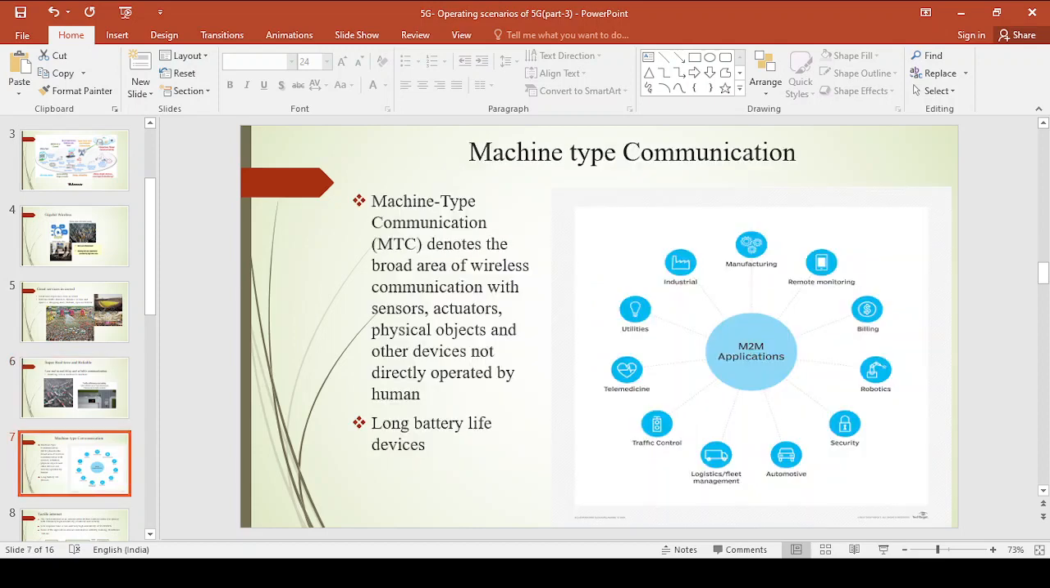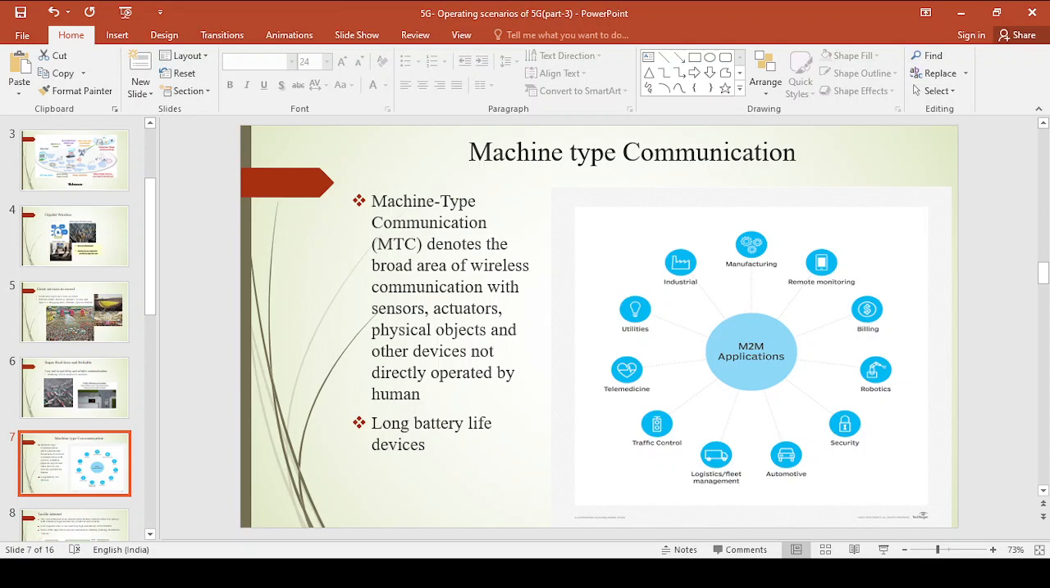Now here we have machine type communication. What is machine type communication? Communication between machine to machine. That means there won't be any user interference or human interference, right? Machine type communication denotes a broad area of wireless communication with sensors, actuators, physical objects and other devices which are not directly operated by the human, right? That means it includes sensors, actuators, physical objects and any device that is not directly operated by the human.